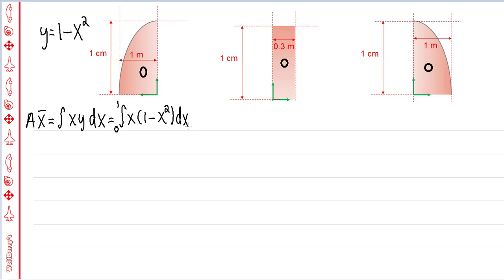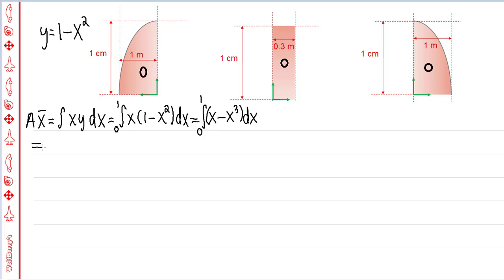Now, the next step is to expand the bracket. This is all before the integration, is expanding the bracket. It's going to be equal to the integration between 1 and 0. X multiplied by 1 is x. X multiplied by minus x squared is minus x to the power 3. All multiplied by dx. Remember, we haven't yet integrated the function. We've just expanded the bracket. Now we can go ahead and integrate.